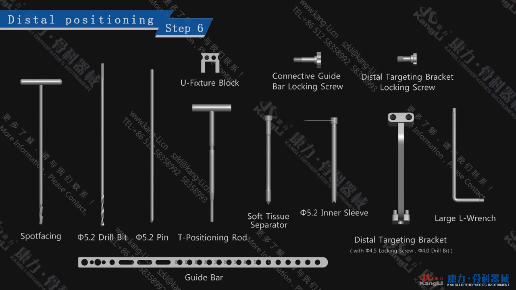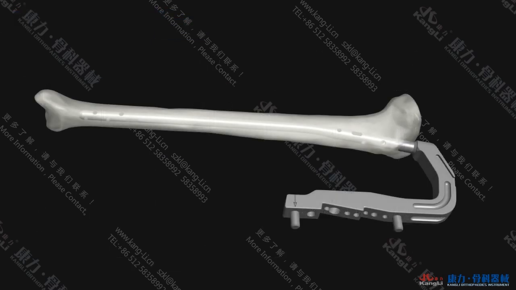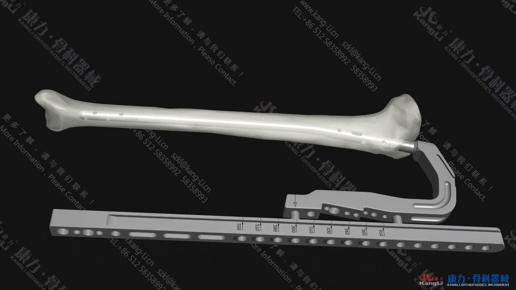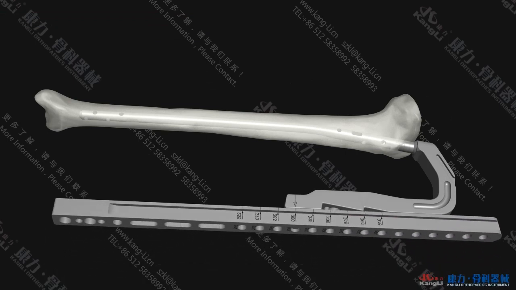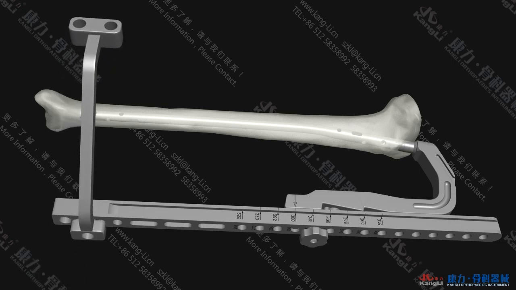Step 6. Distal positioning. Install the guide bar on the holder. Fix it with the connective guide bar locking screw and tighten it with the large L wrench. Then install the distal targeting bracket on the distal side of the guide bar and tighten it.